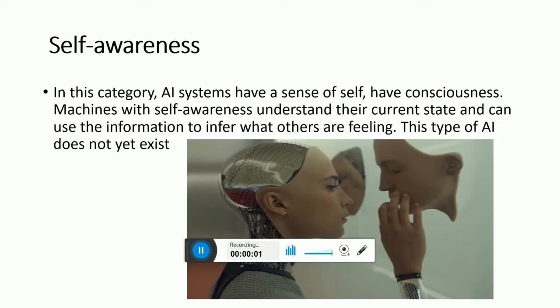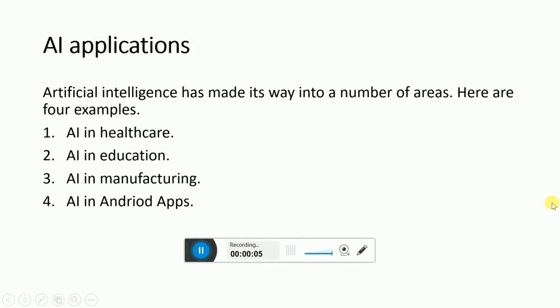Now we can see the different applications of AI. AI applications. Artificial intelligence has made its way into a number of areas. Here we have four examples: AI in healthcare, AI in education, AI in manufacturing, and AI in Android apps.